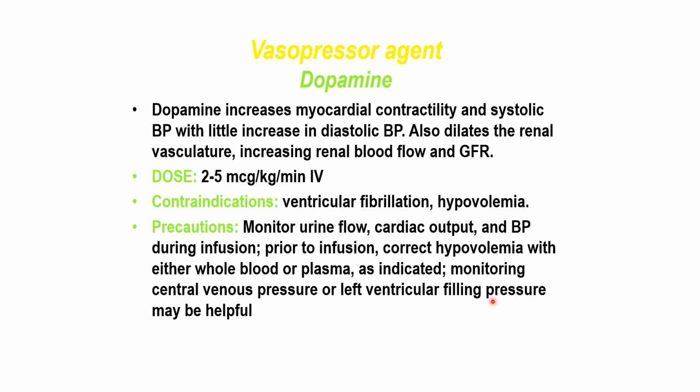The precautions you should take when giving dopamine include monitoring the urine flow and the cardiac output, and assessing the blood pressure during the infusion and prior to the infusion. If hypovolemia is there, you should correct it either by giving blood or plasma. When you are giving it, you should monitor the central venous pressure, and the left ventricular filling pressure also should be monitored. So that's all about the dopamine infusion and management of amniotic fluid embolism.